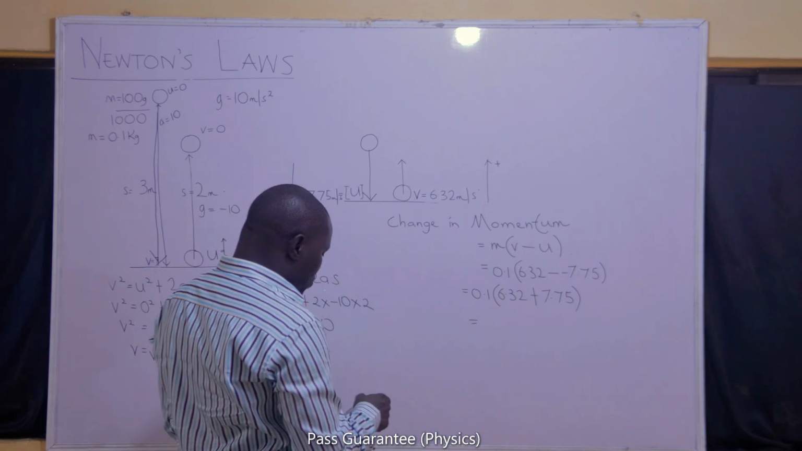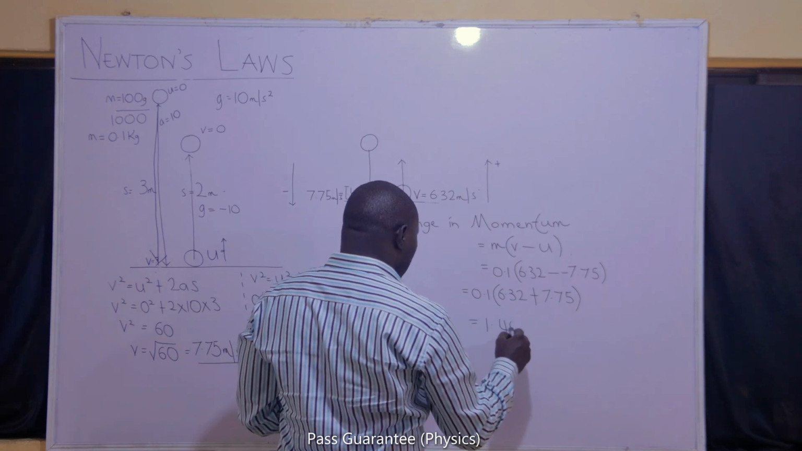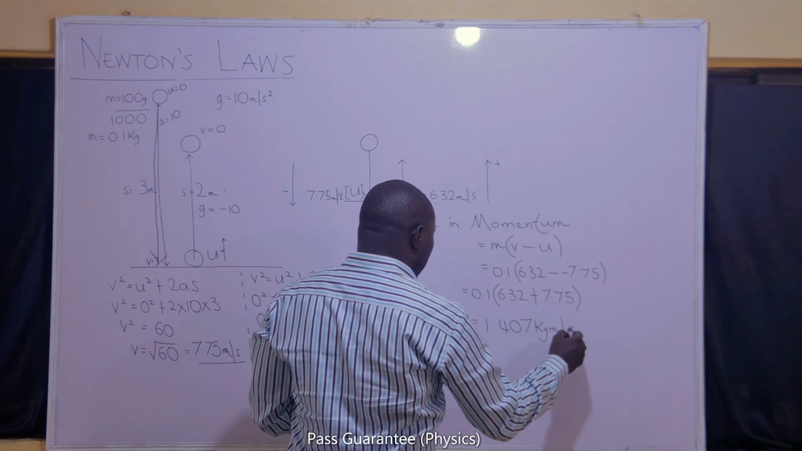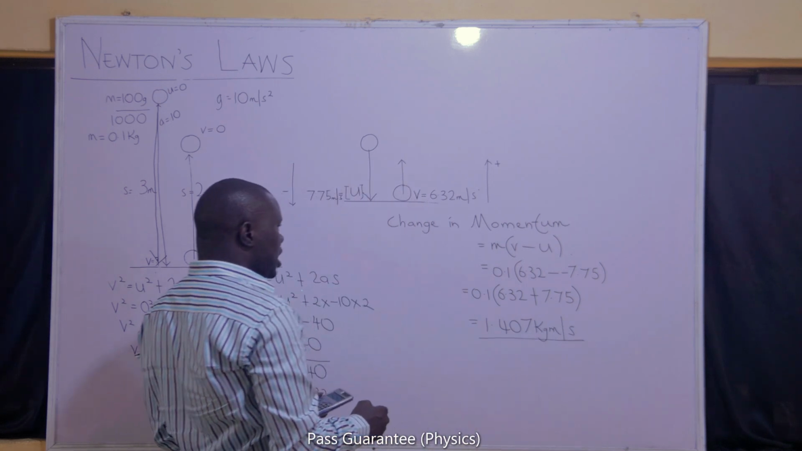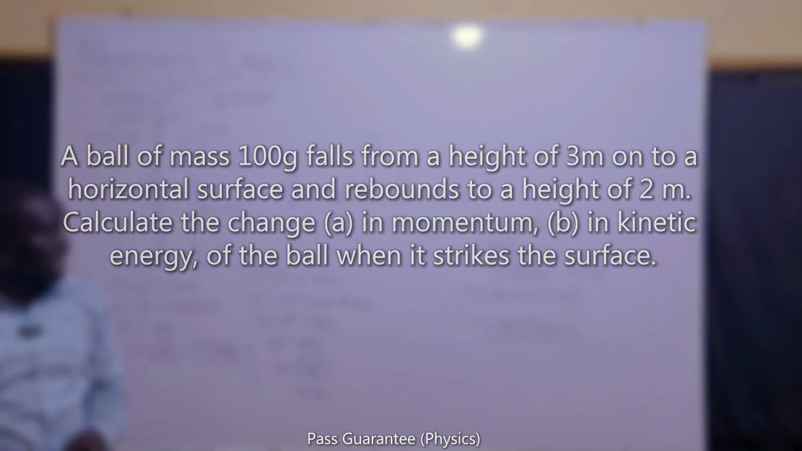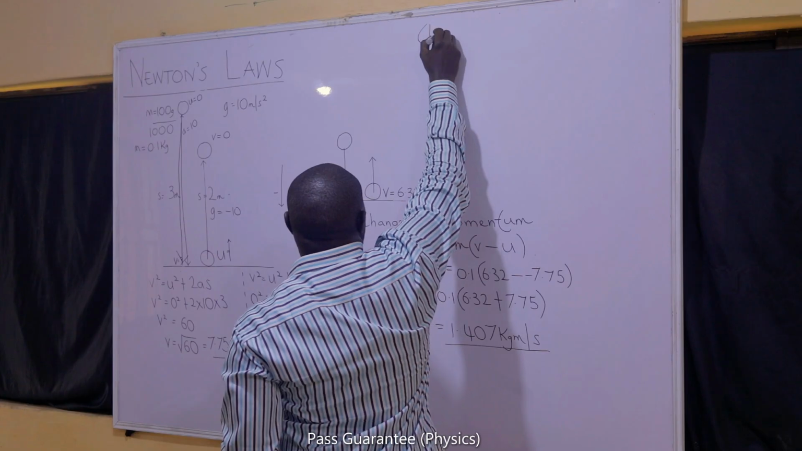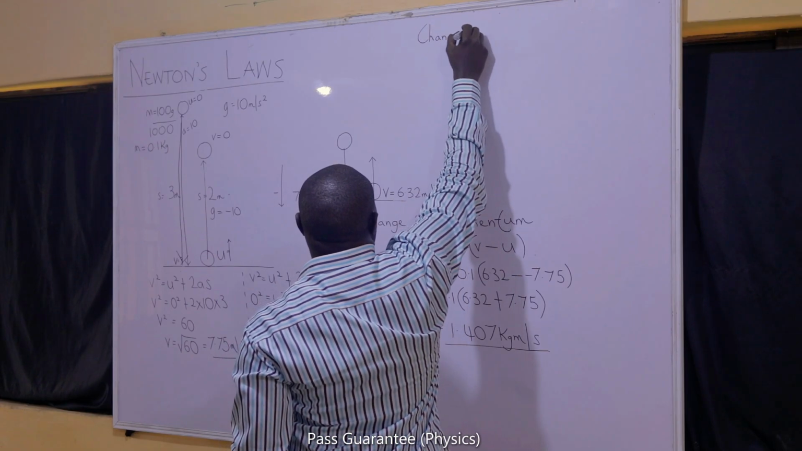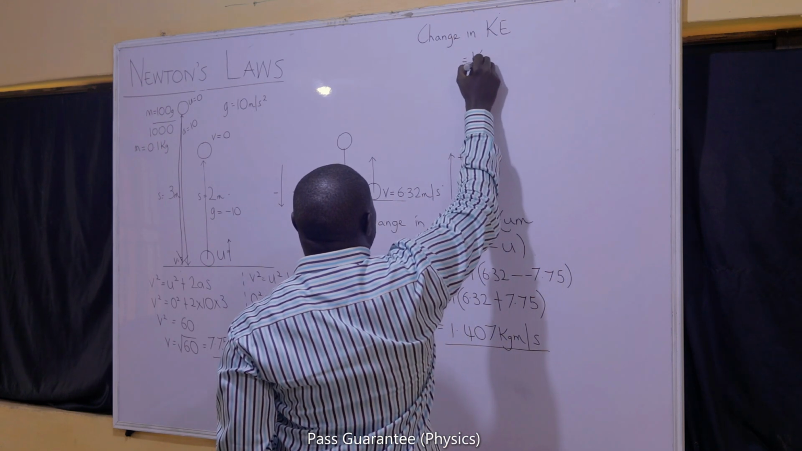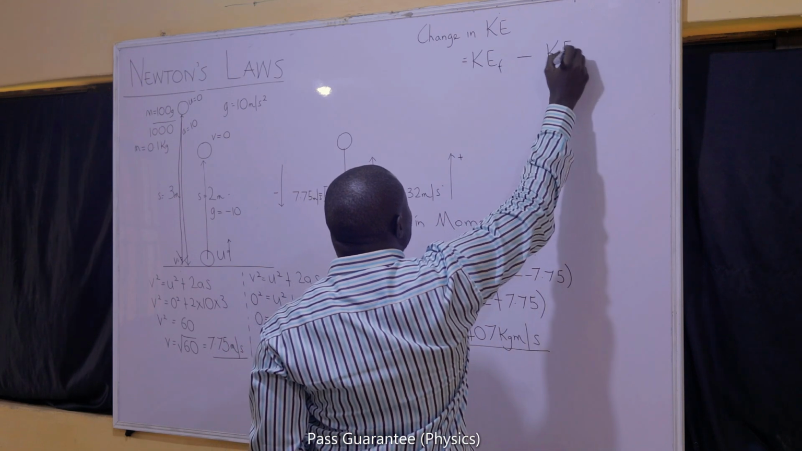This is 1.407 kilogram meters per second. That is our change in momentum. We are also asked to find the change in kinetic energy upon impact. How do we find the change in kinetic energy? The change in kinetic energy of that object must be the final kinetic energy minus the initial kinetic energy.